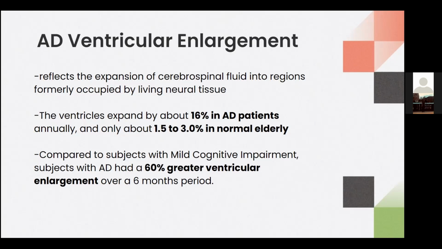And compared to subjects with mild cognitive impairment, which is a disorder that can lead up to Alzheimer's, people with Alzheimer's have a 60% greater ventricular enlargement over a 6-month period, which means that they have significantly greater ventricular enlargement over a certain time period compared to people with another disorder, which means Alzheimer's is ultimately more severe and is a resulting cause of mild cognitive impairment.